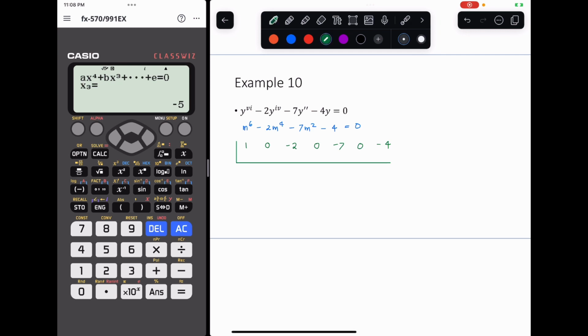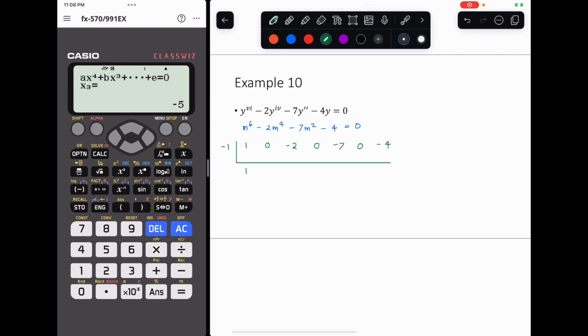Okay, so again, we always start with 1. So bring down 1. 1 times 1 is 1. This is 1. 1 times 1 is 1. This one is -1. This is -1. -1 times 1 is -1. This is -8. Okay. So it's not a root, so 1 is not a root, so we delete it. So I'll try the -1.